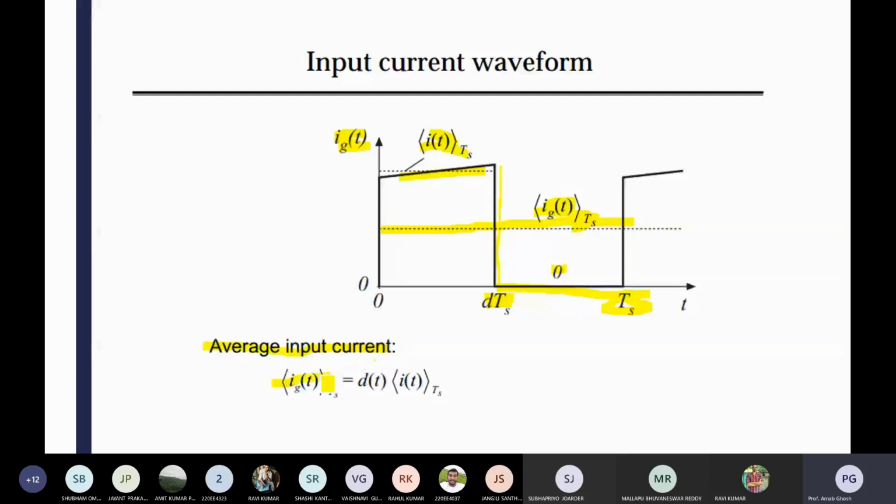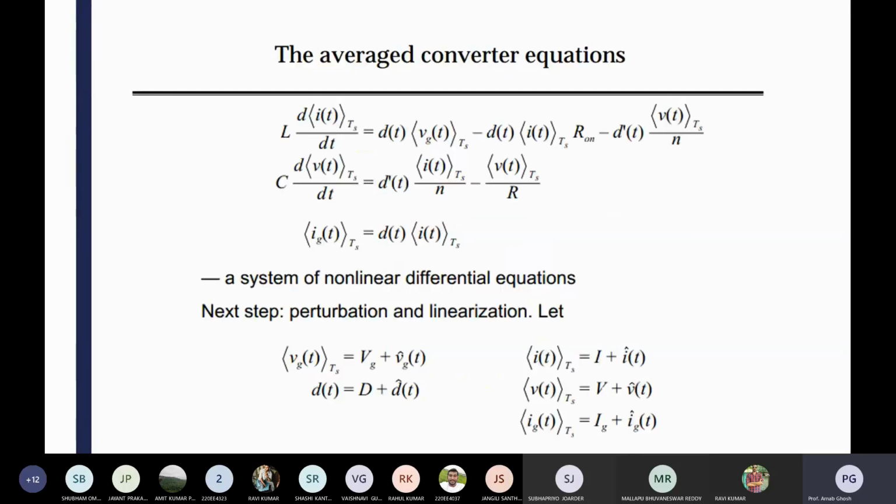So Ig averaged over Ts equals d times It averaged over Ts. Okay, simple thing. Basically the d' term is 0, so there are no terms of d' Ts. So only d multiplies It. Okay, so that's one. Then you can go for the average converter equations.